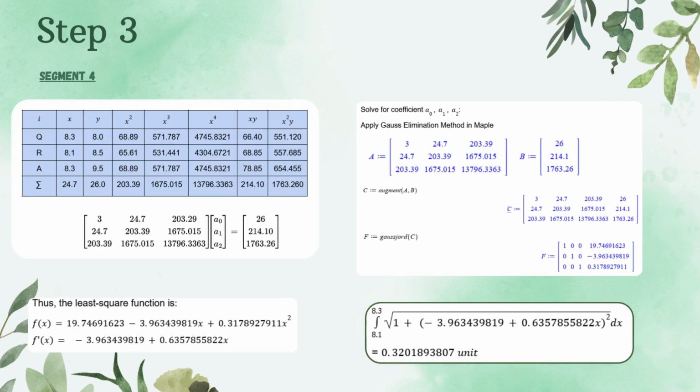For segment 4, from point Q to A, which is the starting point, we find the summations of x, y, x squared, x cubed, x to the power of 4, xy, and x squared y. After that, we put all the summations in the least squares formula, then we solve for the coefficients using the cross elimination method. After we get that solution, we put it in the least squares function, differentiate it, and then we use the arc length formula to find the length for those points.